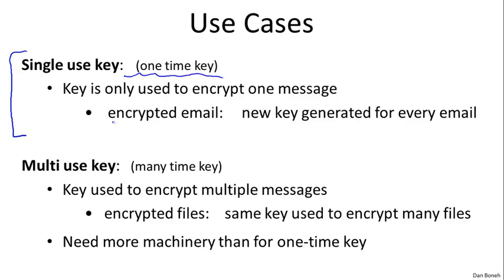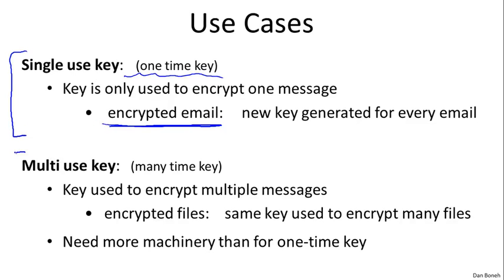For example, when you encrypt email messages, it's very common that every single email is encrypted using a different symmetric cipher key. Because the key is used to only encrypt one message, there are fairly efficient and simple ways of encrypting messages using these one-time keys, and we'll discuss those in the next module.